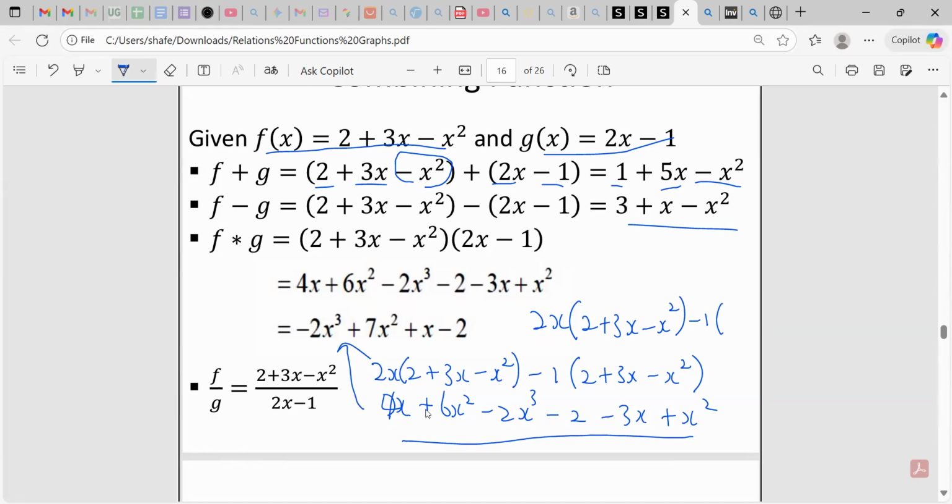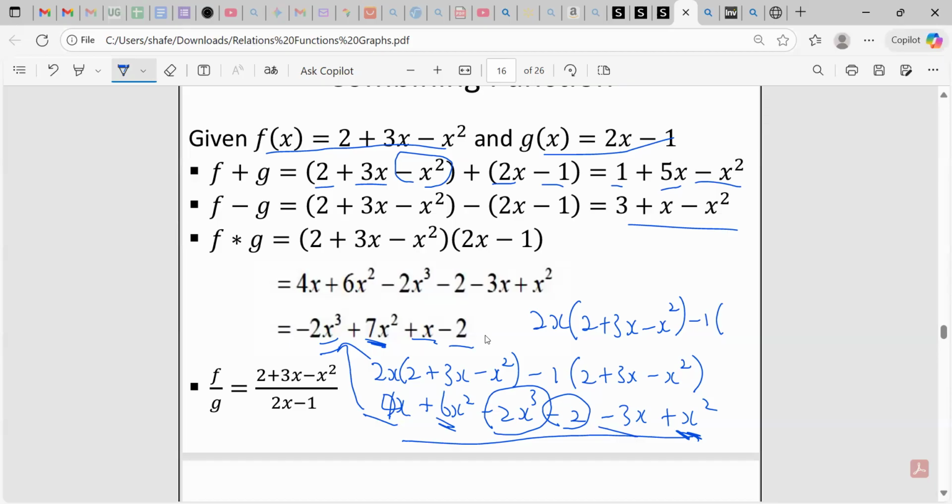So when you're watching back the video, pause it and see how they get that, right? Because you can see this term, look, it's here. 6x squared, and this x squared here becomes 7x squared. We got 4x minus 3x will give you just x, and then you're left with just this minus 2 here. See that? So that's some algebra there with functions. You can add them, subtract them, multiply them, divide them.